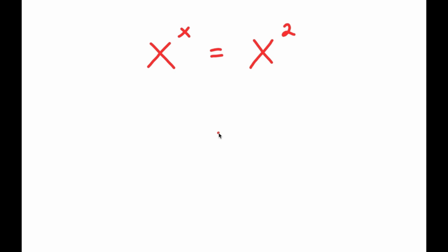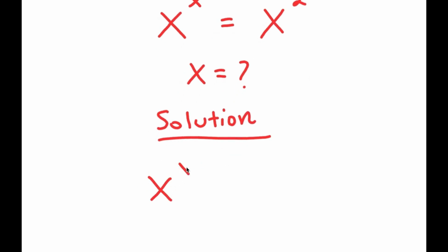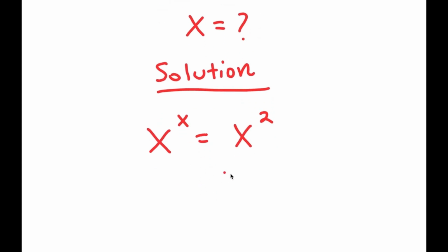Alright, so in this problem, I have x to the power of x is equal to x to the power of 2. So I want to find the value of x here. For my solution, I'm going to first start by rewriting my equation: x to the power of x is equal to x to the power of 2. And now I'm going to divide both sides by x to the power of 2.